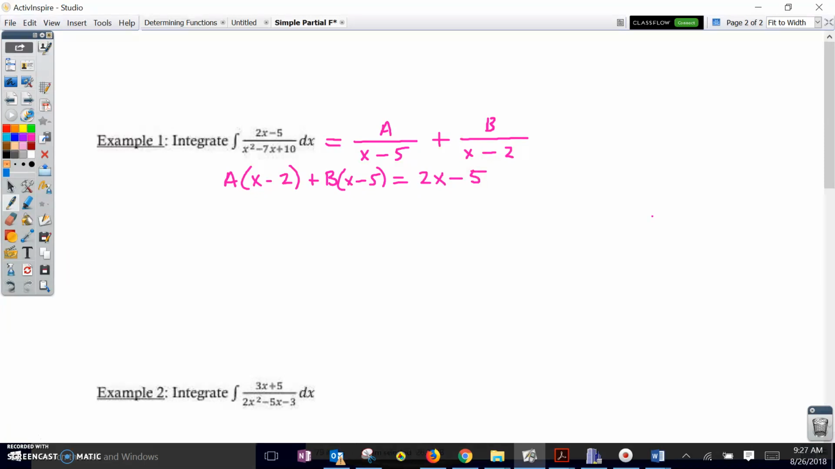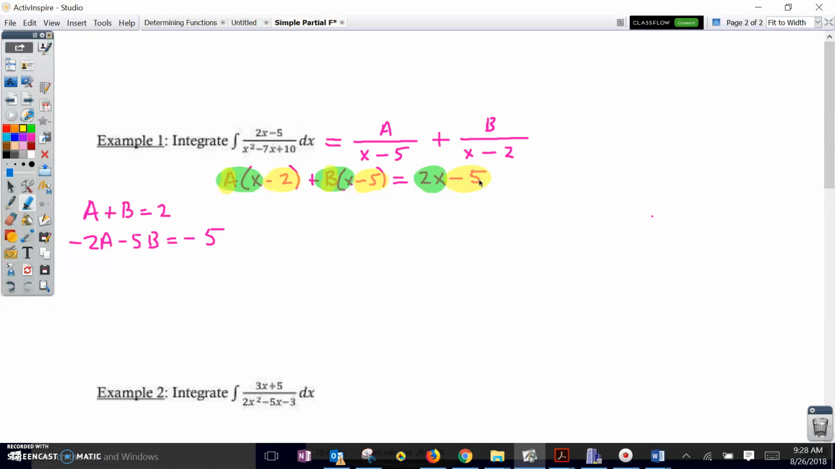And so we can write a system of equations based off of this. A plus B has to be equal to 2, and negative 2A minus 5B has to be equal to negative 5. Alright, because A times x and B times x, when we add them together, have to equal all the x's in that expression, and negative 2 times A and negative 5 times B have to be equal to negative 5.